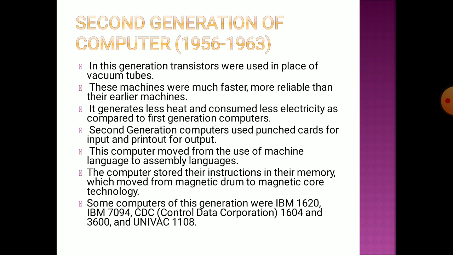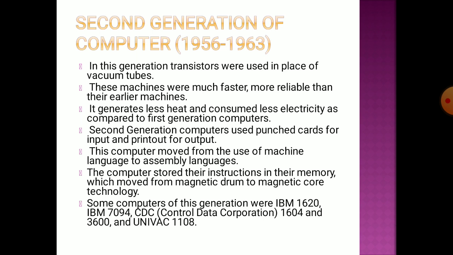Now I will study the features of your second generation. In your second generation, we use transistors in place of vacuum tubes. These machines were much faster and more reliable than your first generation computers, which we call earlier machines. As the size has been reduced, the speed has been increased.